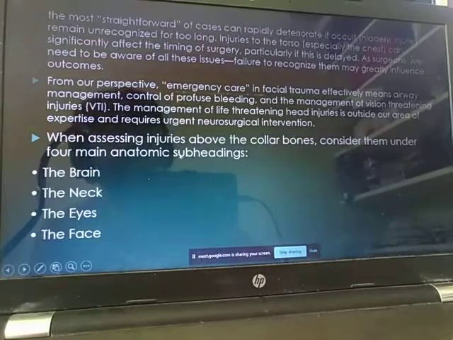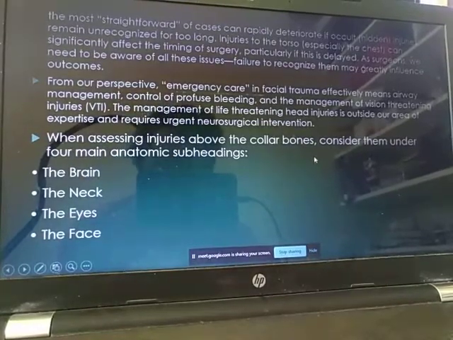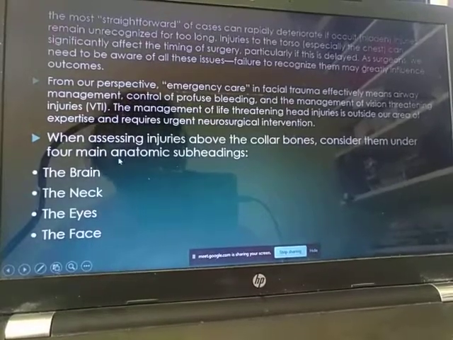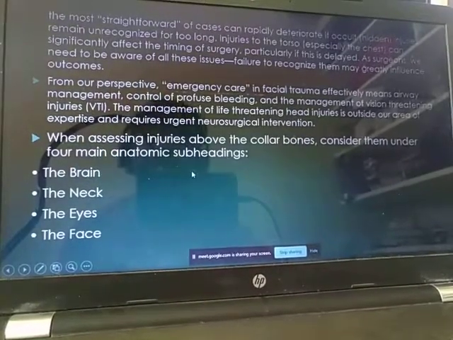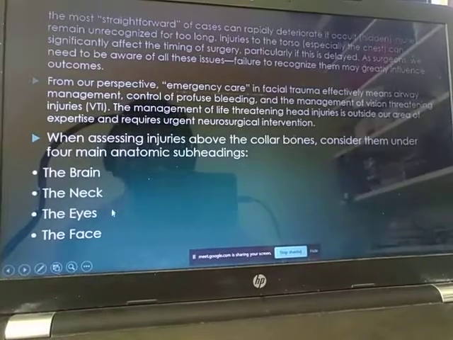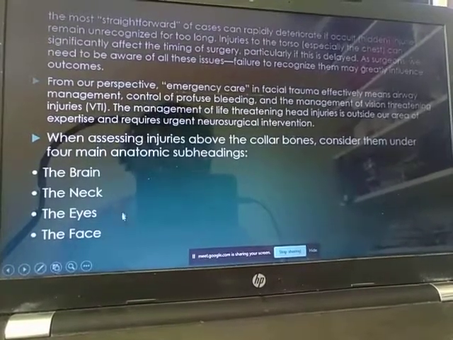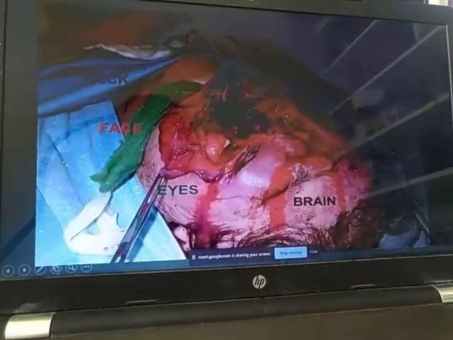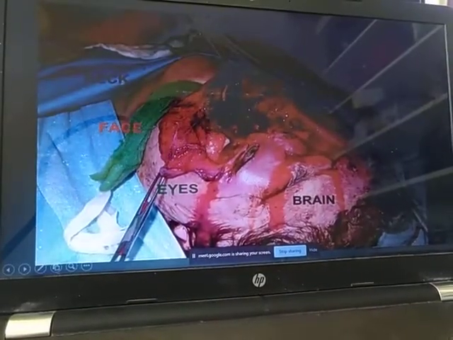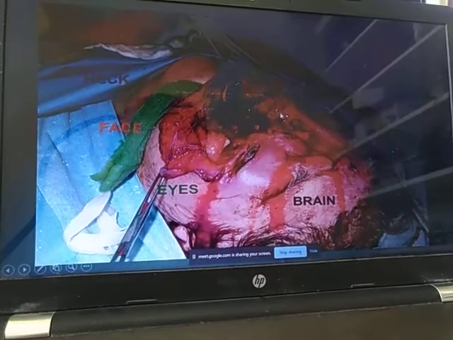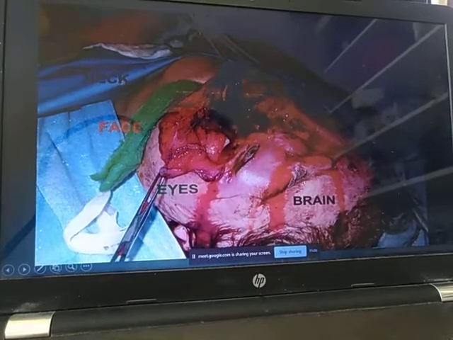When addressing injuries above the collarbones, that is the clavicles, we consider them in four main anatomic subheadings or levels. First comes the brain, then the neck, then the eyes, then the face. This comes in accordance with the importance. As you can see, this is a very common sight in a high impact trauma case. First we go for the brain, we evaluate. See, there is a frontal bone fracture.